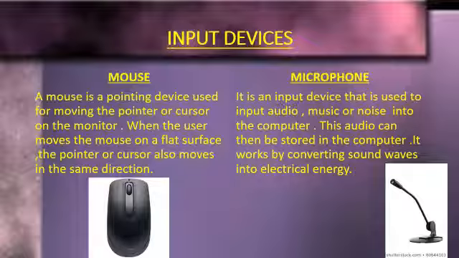Many different types of mouse are available. They are wired mouse, wireless mouse, mechanical mouse, scroll mouse, optical mouse, laser mouse, etc. Then microphone. It is an input device that is used to input audio, music or noise into the computer. This audio can then be stored in the computer. It works by converting sound waves into electrical energy.